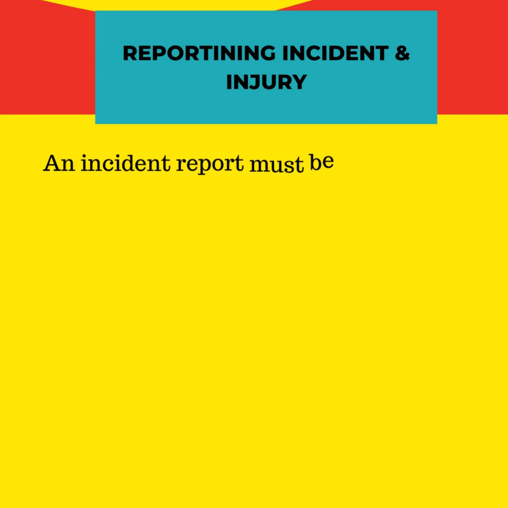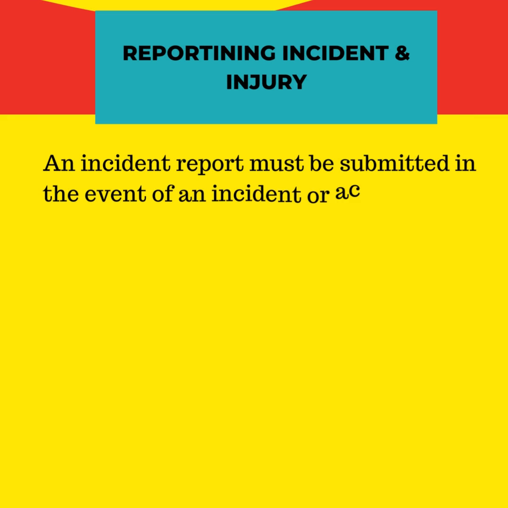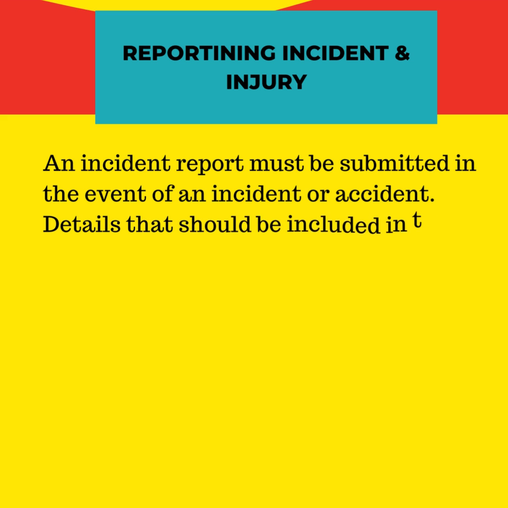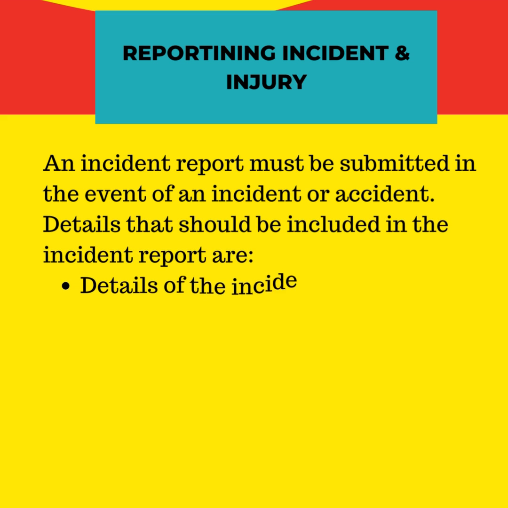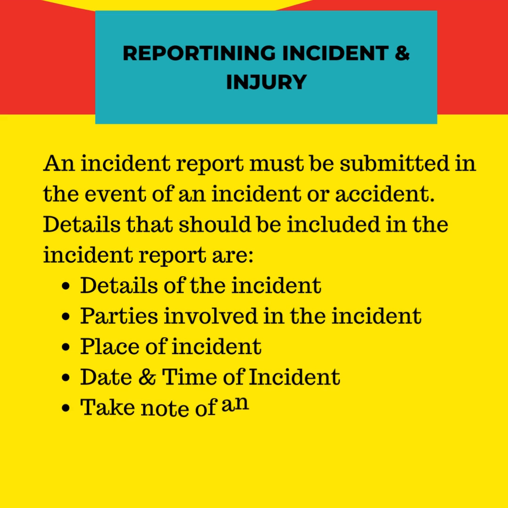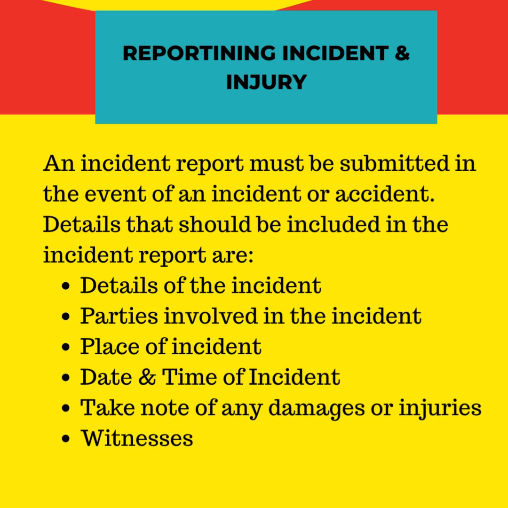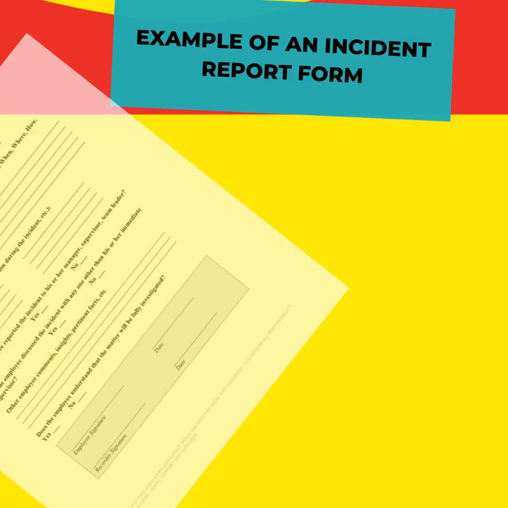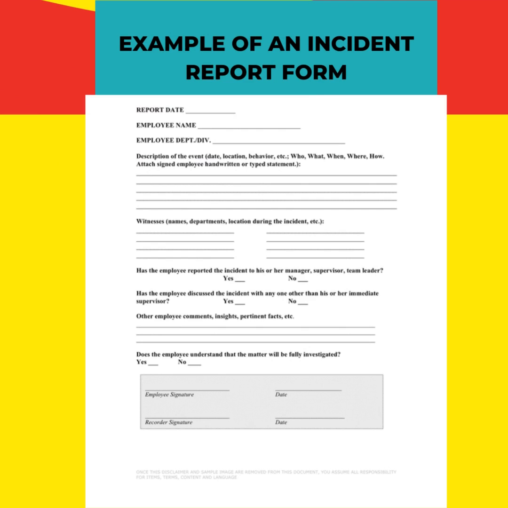Now, it is important to report incidents or injury, and some details must be included when writing up an incident report. These would include details of the incident, the parties involved in the incident, the place of the incident, date and time of the incident, and also to take note of any damages to the property or injuries to the parties involved, and also witnesses. Now, this is an example of an incident form.